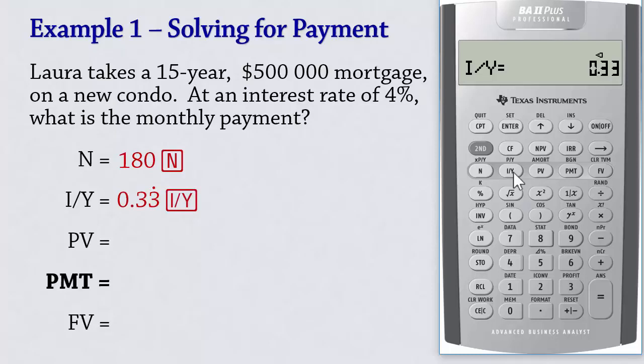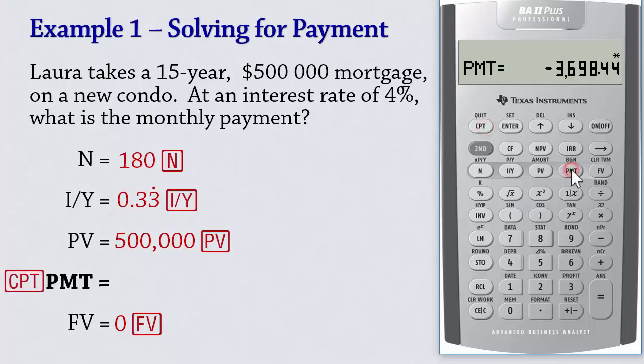For present value, we enter 500,000 present value. Since we have 0 balance at the end of 15 years, we enter 0 future value. And then compute payment. And that gives 3698.44. Note that the value is negative because we input the present value as positive.